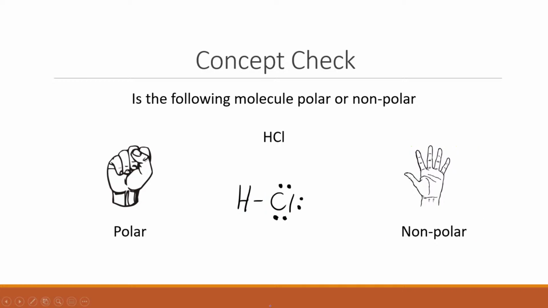One more. HCl. Is this a polar molecule or a nonpolar molecule? Here, only one possible line of symmetry exists, horizontally through the compound, making it a polar molecule.